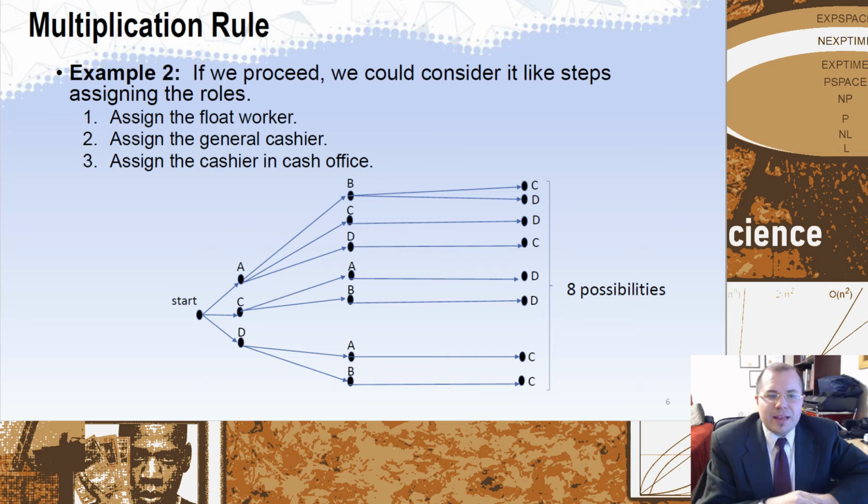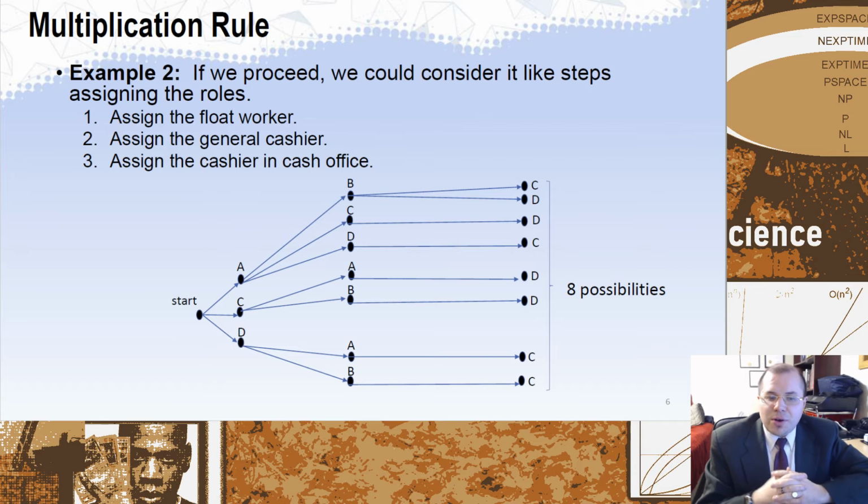Imagine I have it like this. I'm just going to assign the roles at each step. So first, I'm going to assign the float worker, then I'm going to assign the general cashier, and then I'm going to assign the cash office worker. I'm going to splay them out just like I had before with all my possibilities.